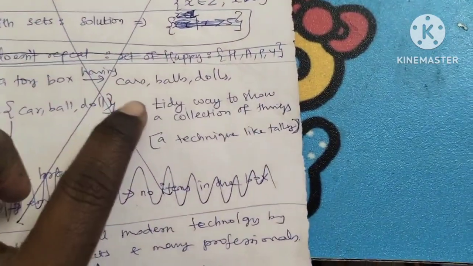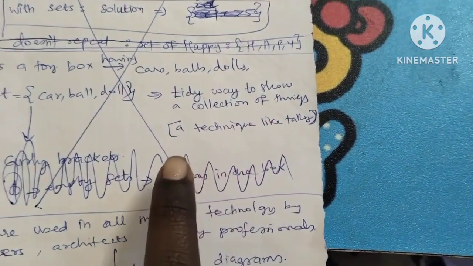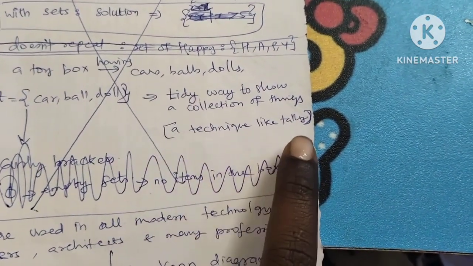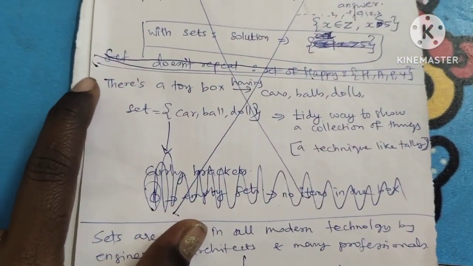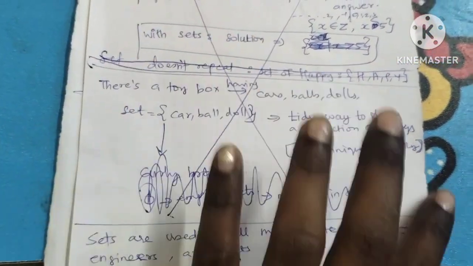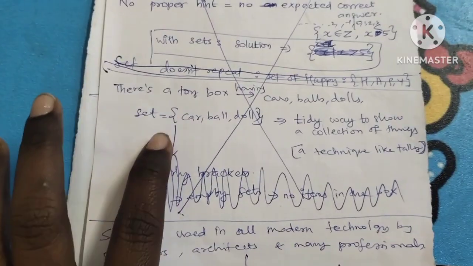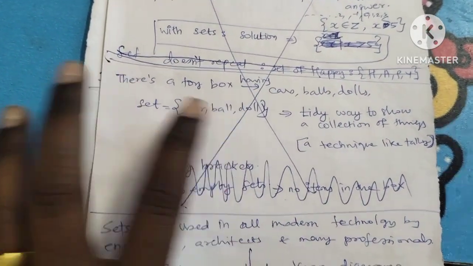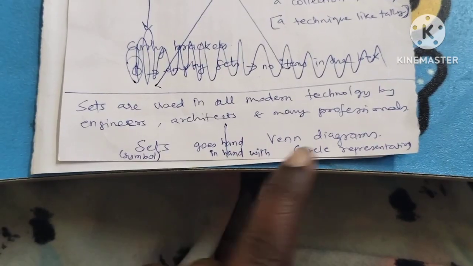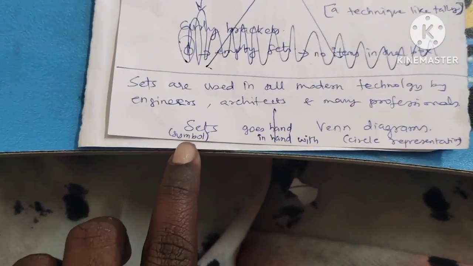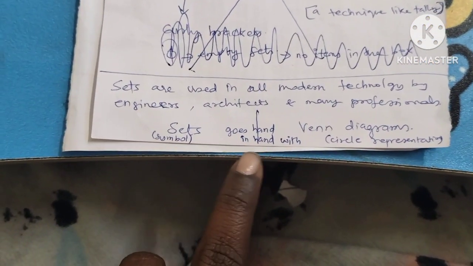So basically a tidy way to show a collection of things is called sets. It's a technique like tally. Tally is a technique, in the same way sets is a kind of, for example, there is a toy box having cars, balls, dolls. Set is a curly bracket with car, ball, toy, that is what we will say. Sets are used in all the modern technology by engineers, architects and many professionals. Sets are simple. It goes hand in hand with Venn diagram.